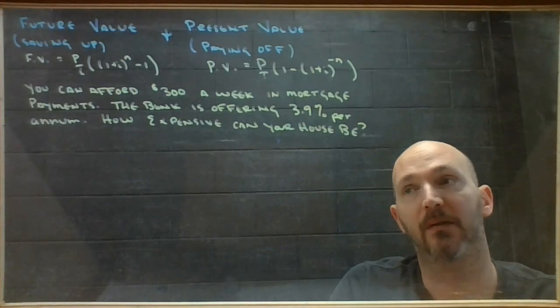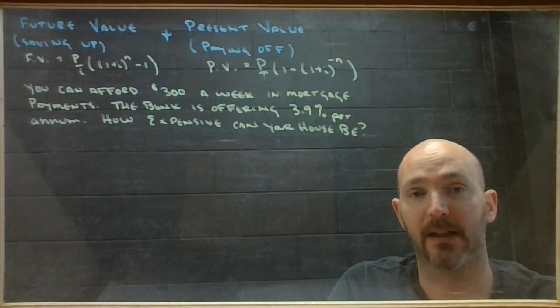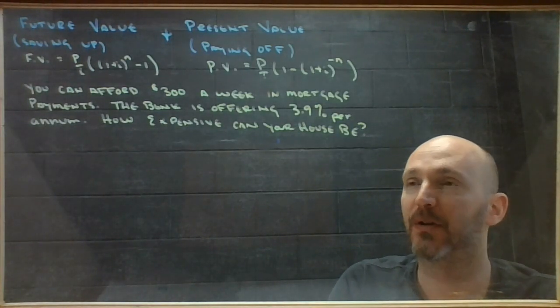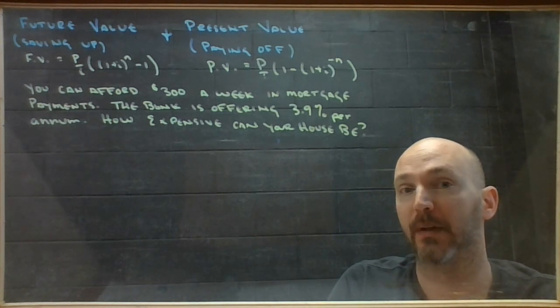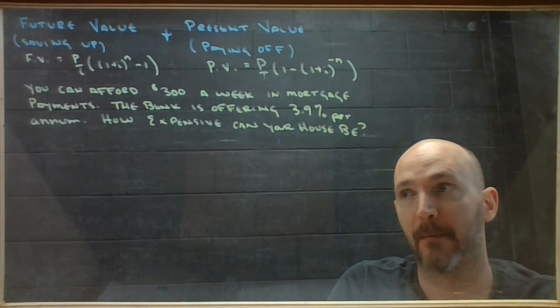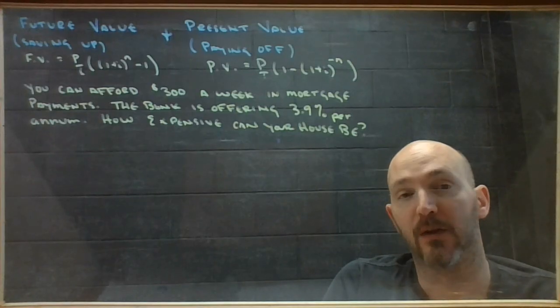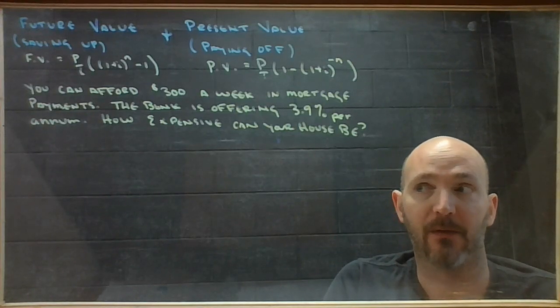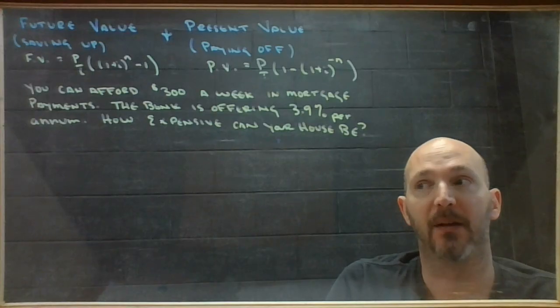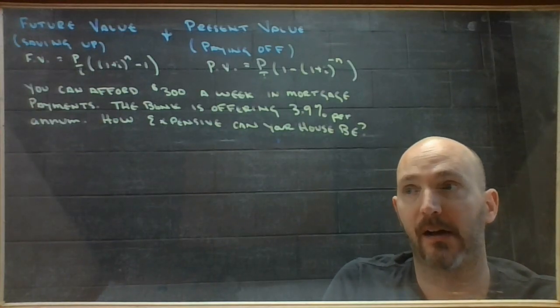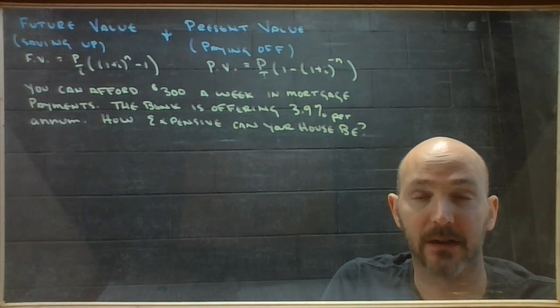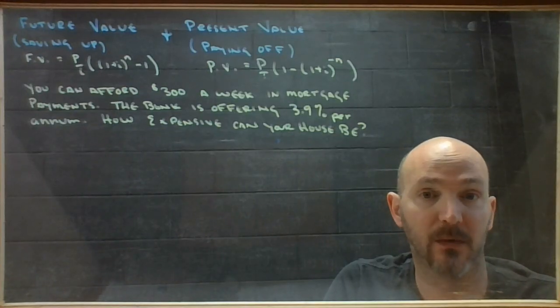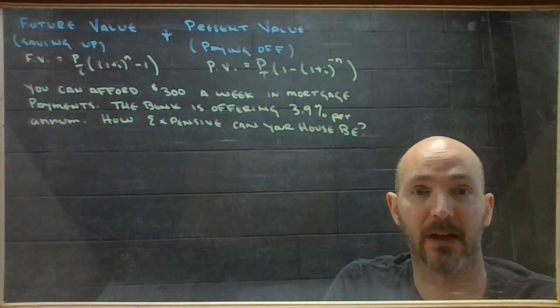So suppose you sit down and you look at your finances and you decide that you can afford $300 a week in mortgage payments. And you find a bank that's willing to offer you a mortgage at 3.9% per annum. So the question then, when you go shopping, is how much money will you have to spend on a house?